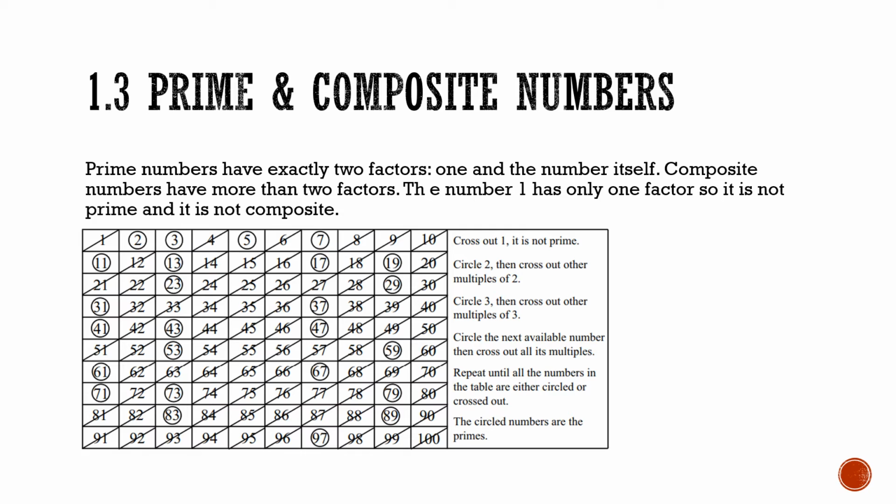Then we have prime and composite numbers. The prime, this is the one we are talking about. Prime numbers have exactly two factors: one and the number itself.